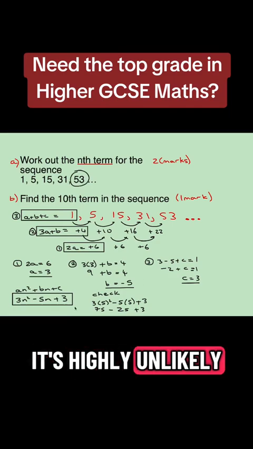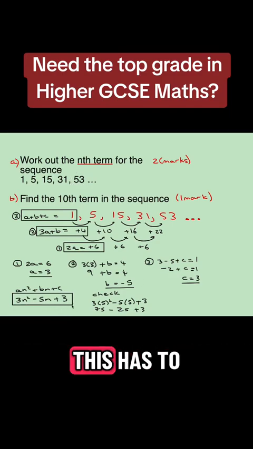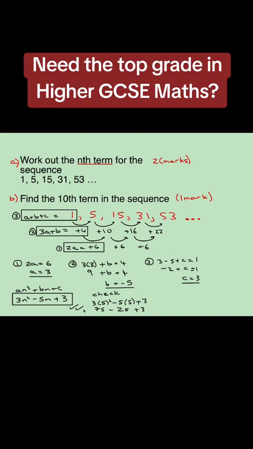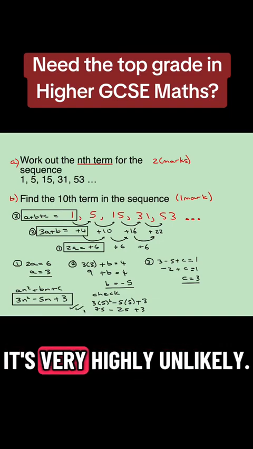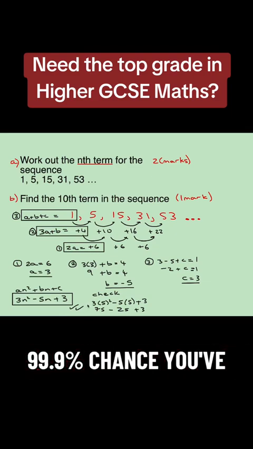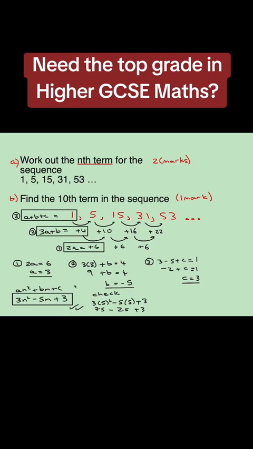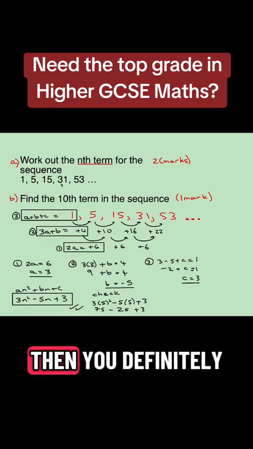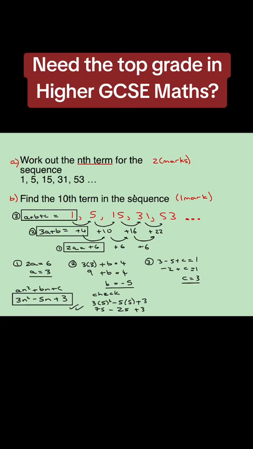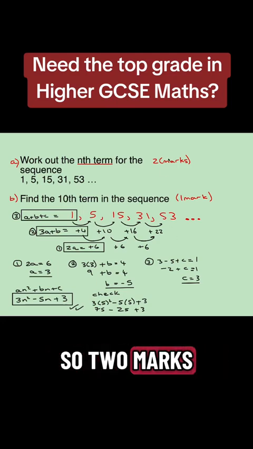It's highly unlikely you're going to fluke that. This has to be right, unless you did fluke it, but it's very highly unlikely. 99.9% chance you've got this right now. You can't really fluke that. And if you wanted to try another term of the sequence, then you definitely know it's right. So, 2 marks in the bag there.